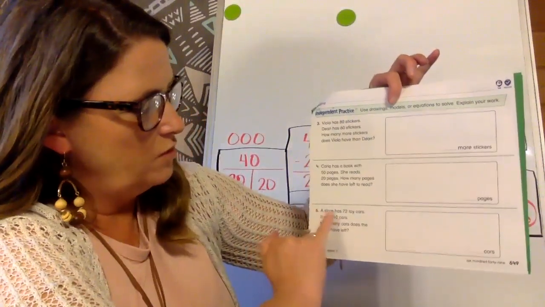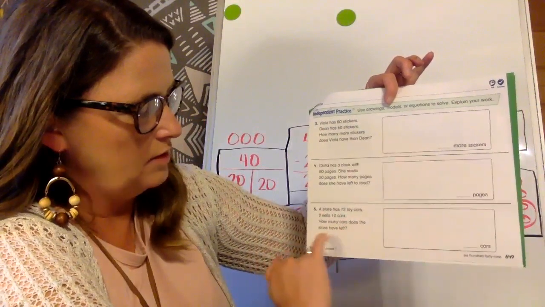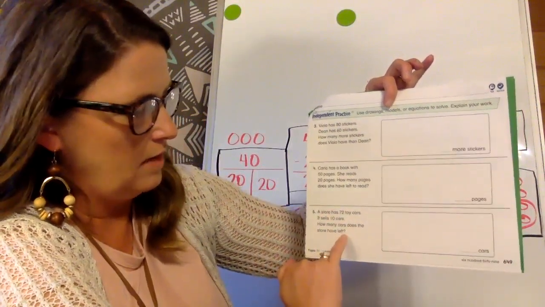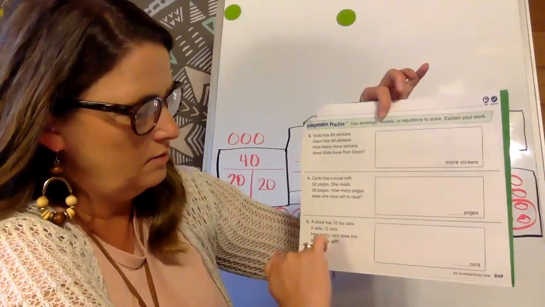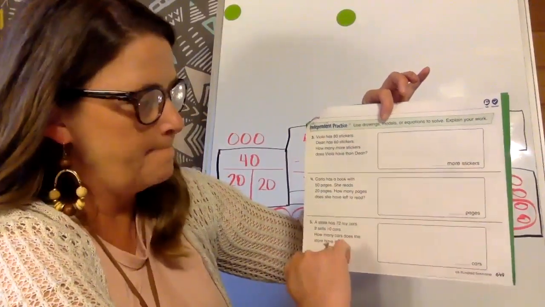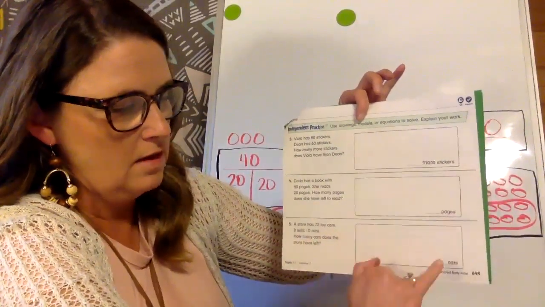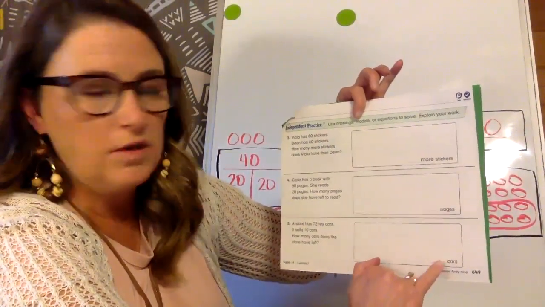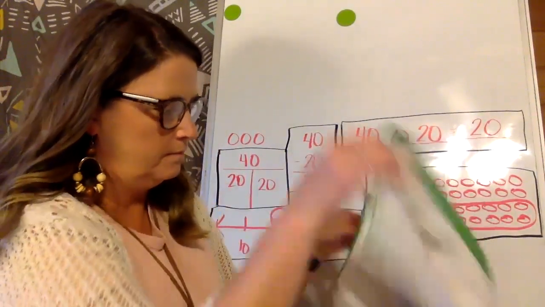Number 5, a store has 72 toy cars. It sells 10 cars. How many cars does the store have left? Okay, so he's got 72 toy cars. He sells 10 of them at his store. How many does he have left? You need a drawing or an equation or something here, and then put your answer here when you've solved. Okay, and let's look at your next page.